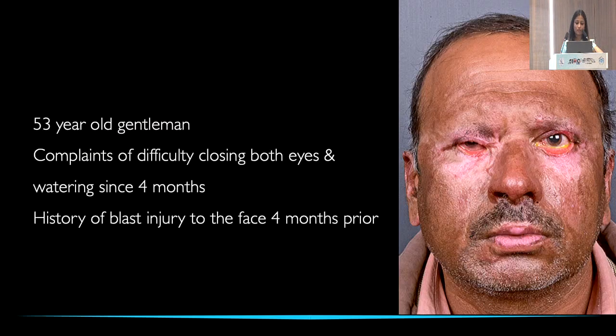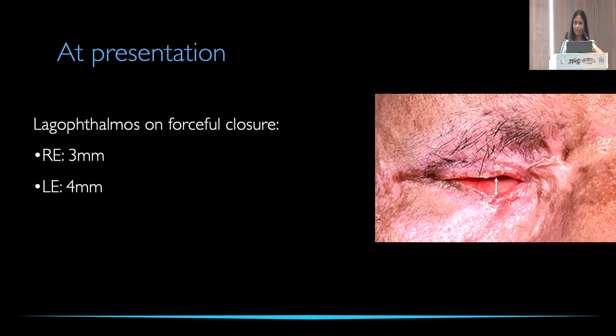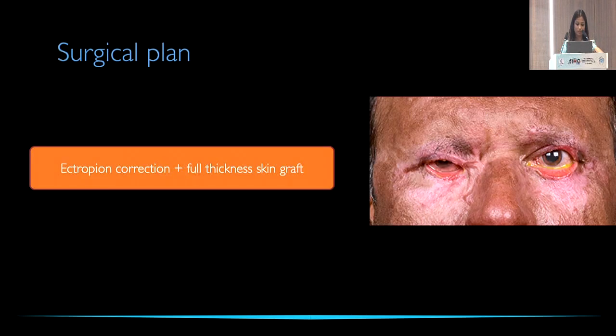This is a case of a 53-year-old gentleman who had a history of blast injury to the face 4 months prior to presentation. He had difficulty closing his eyes, and he had watering for the past 4 months. He had skin hypopigmentation, scarring, bilateral shortening of the anterior lamellae, bilateral cicatricial ectropion with complete lower eyelid tarsal eversion, right medial canthal webbing, and bilateral loss of eyebrow hair. He also had significant lagophthalmos on both sides. The surgical plan was ectropion correction with full thickness skin grafting.